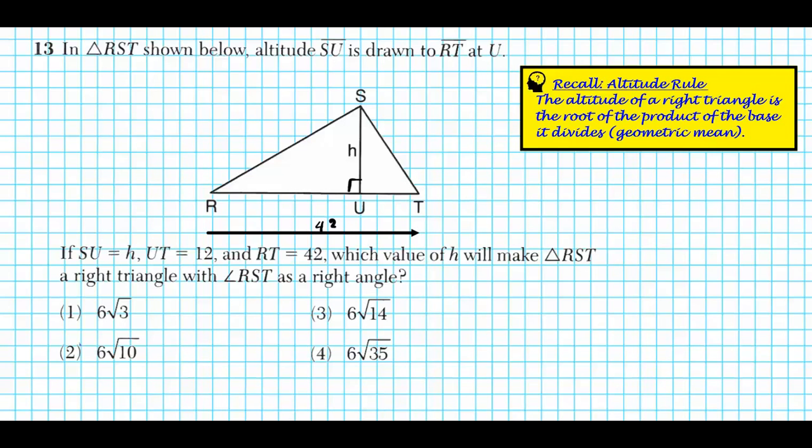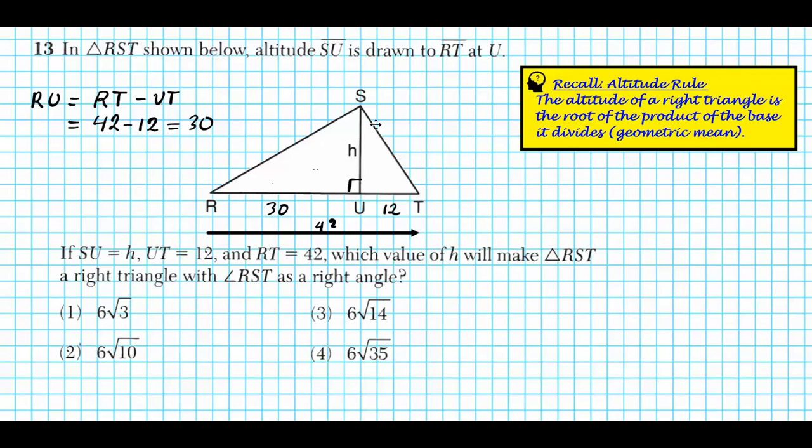Now, the shorter side measure is 12. So what is RU going to be? RU is going to be 30, right? Because RU is basically the entire base, RT minus UT. RT is 42. Subtract 12, you get 30. So that's the base of this other right triangle. We have three right triangles here.